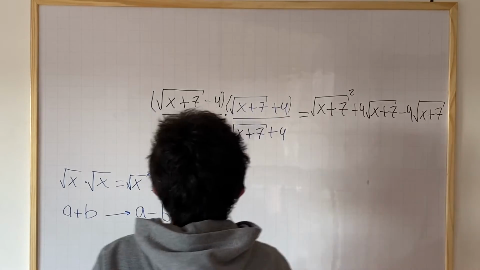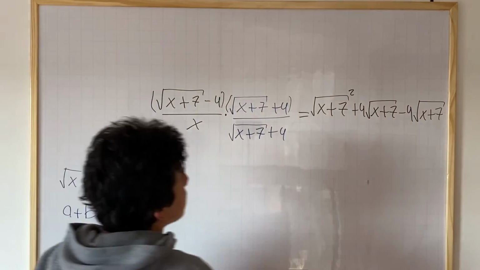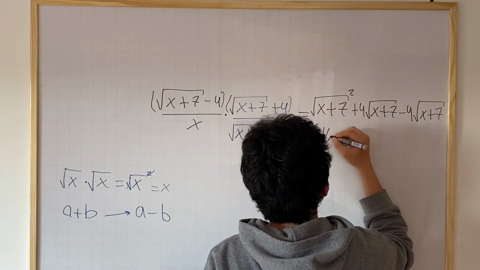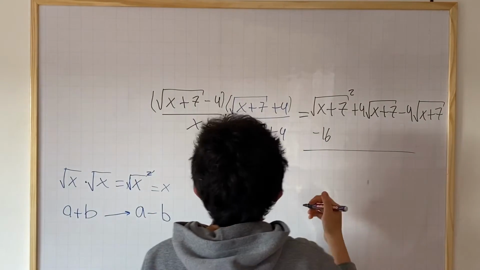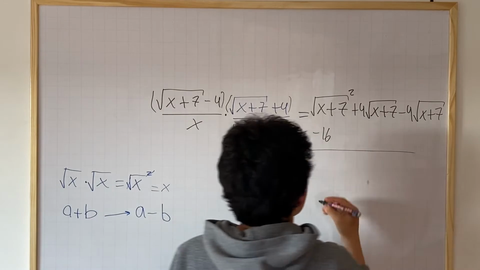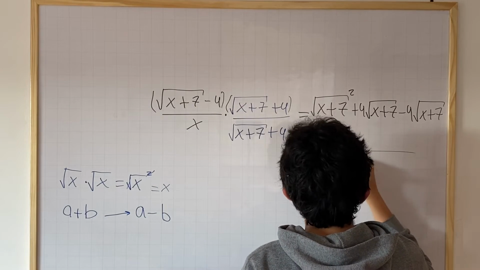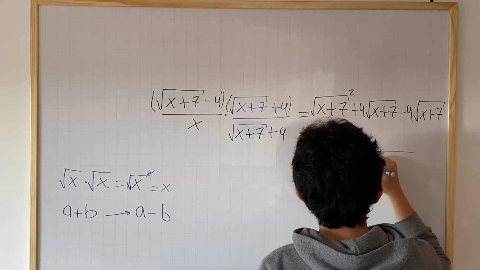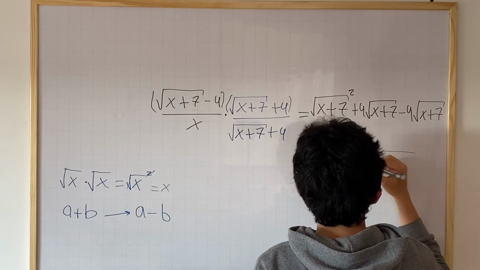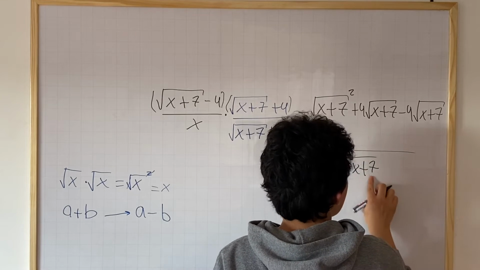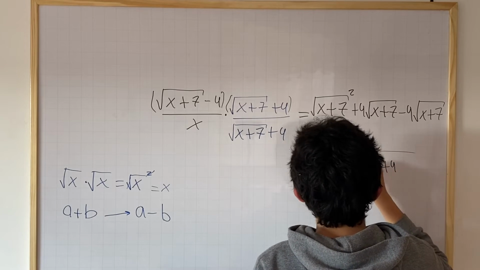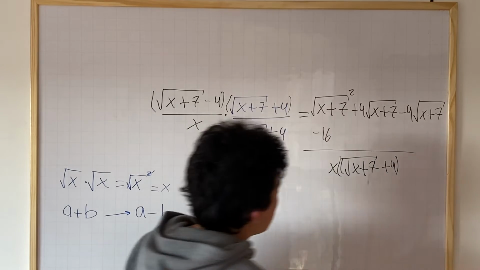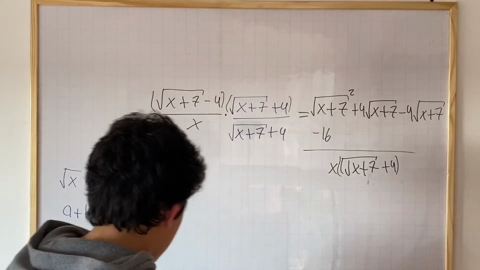Now I'm going to write it down here. Minus 4 times 4, that's just minus 16. And all of this divided by this expression in here. Now I'm just going to keep it like this. I'm not going to distribute. So we would get x times the square root of x plus 7 plus 4. So this is what we get.